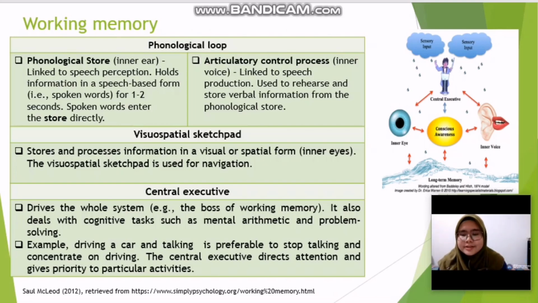The third is the central executive, which drives the whole system, the boss of the working memory. It also deals with cognitive tasks such as mental arithmetic and problem solving. For example, when you are driving a car and at the same time talking, it is preferable to stop talking and concentrate on driving. The central executive directs attention and gives priority to particular activities, which means that you concentrate on the ones that you prefer.